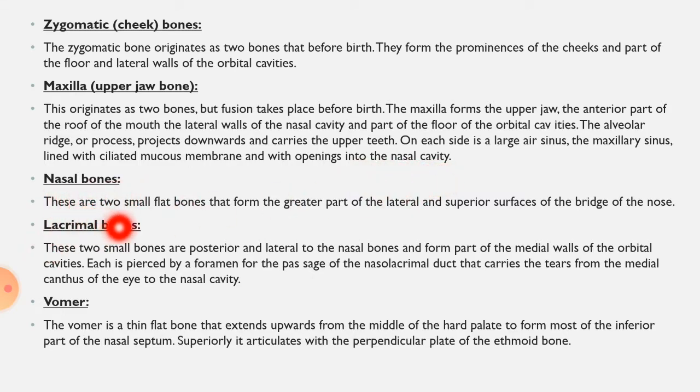Nasal bones, these are two small flat bones that form the great part of the lateral and the superior surfaces of the bridge of your nose.